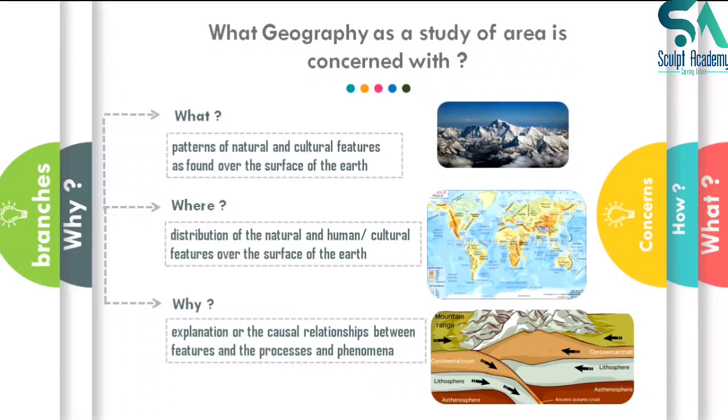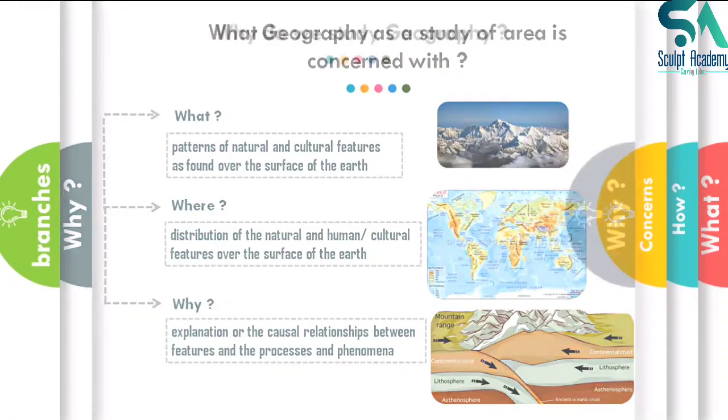This is not only related to mountains; this can be valleys, river valleys, this can be humans as well. Why is a particular tribe found in a particular area only, why not in other areas? Where are such tribes found? Where are lions found? All these biotic elements and all non-biotic elements, all mountains, hills, we are going to study in geography. What are the patterns of the natural and cultural features found on the earth? Where are these patterns found? That is the distribution of these patterns, and how or why these patterns are formed there only. That means the relationship between the features and the processes and phenomena. So these are the basic concerns that we study in the geography subject.